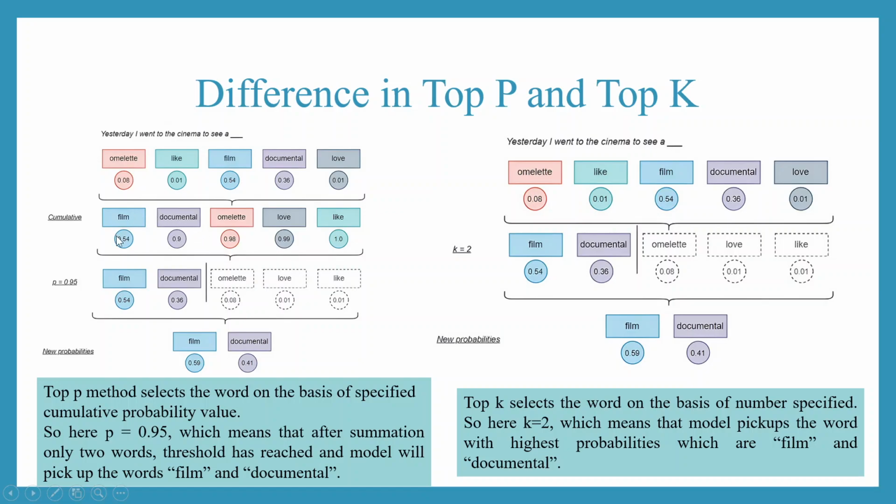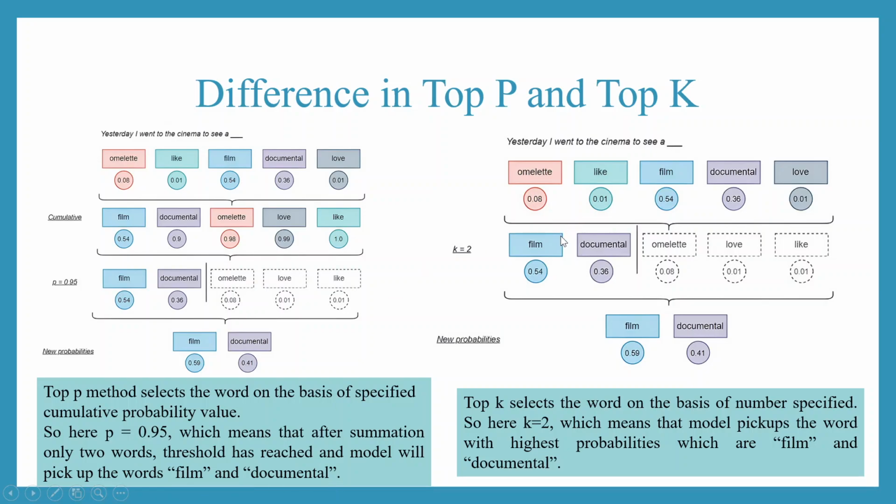Now again, the model will assign the original probability to them. Film has 0.54 and documental is 0.36. So two words are selected based on the probability. The top P method selects the words on the basis of a specified cumulative probability value. So here P is 0.95, which means that after summation only two words, the threshold has been reached and the model will pick up the words film and documental.